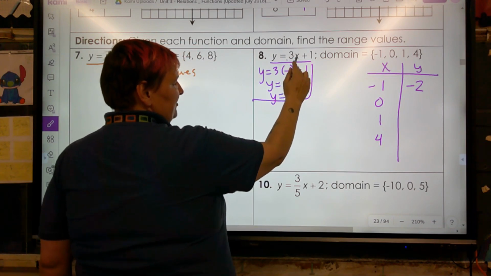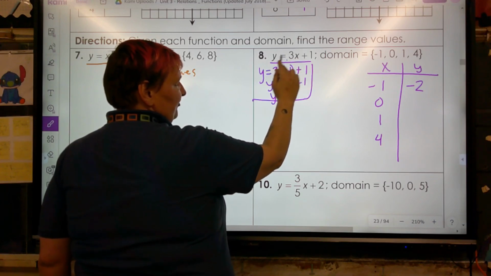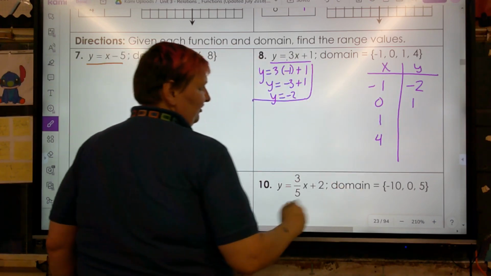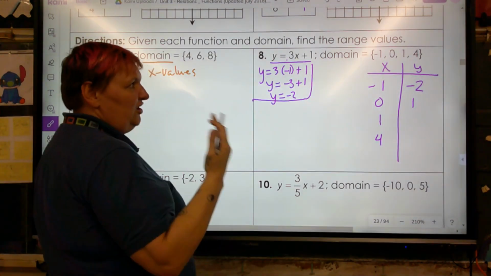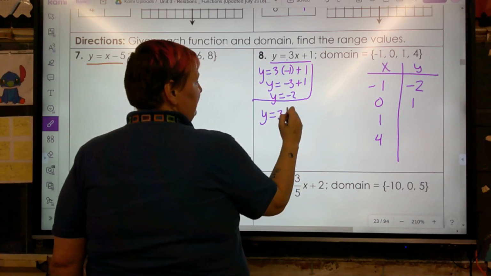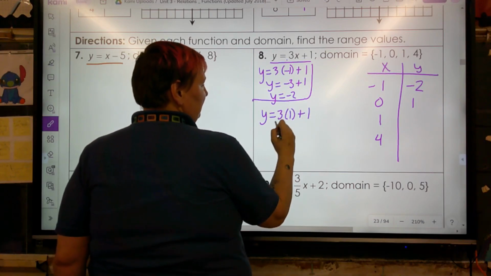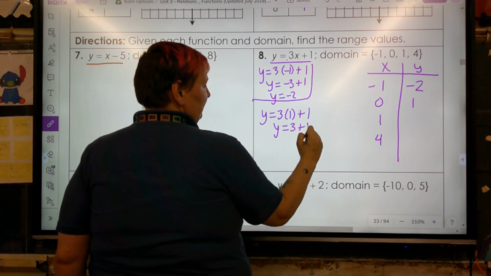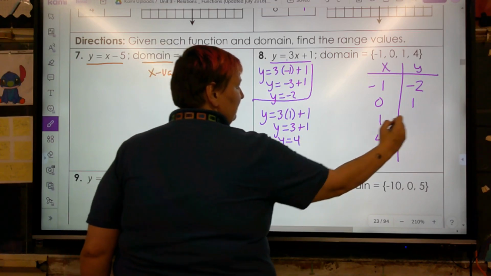Alright, so this time x is going to be 0. You know anything times 0 is 0. So you're going to be left with y equals 1. You don't even have to do that one because you just know. What if it's 1? Y equals 3 times 1 plus 1. Y equals 3 plus 1. Y equals 4.